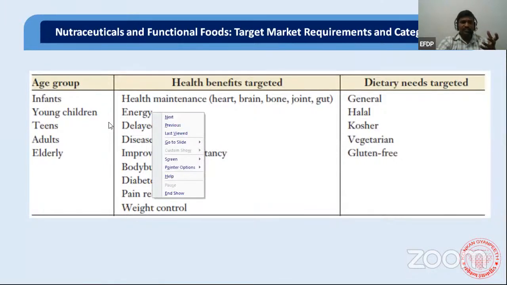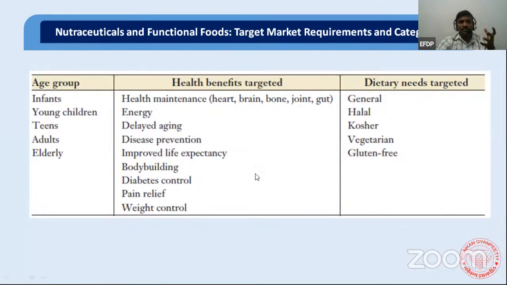See, which are the requirements for targeting an age group? Because age group targeting is very much important in nutraceuticals. Nowadays you find young children having calcium absorption problems, and calcium supplements are given by the doctor. So there are infants, health maintenance, young children, teens, adults. That can be an area where we can focus.